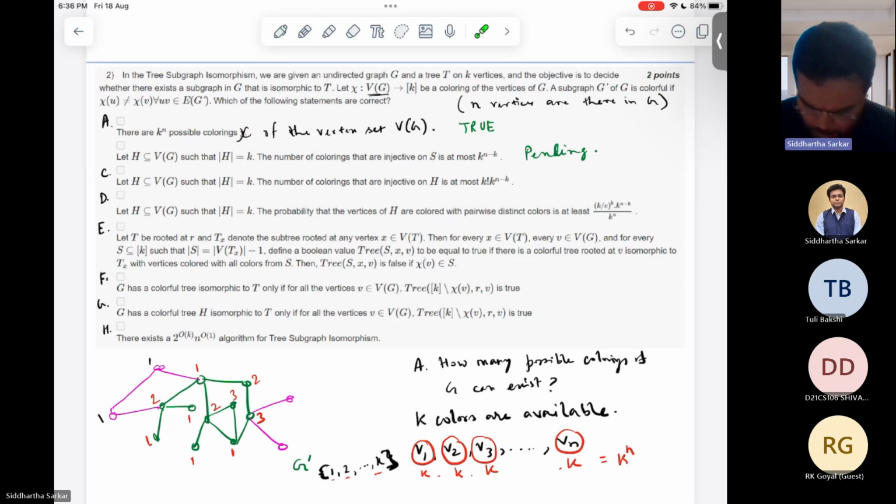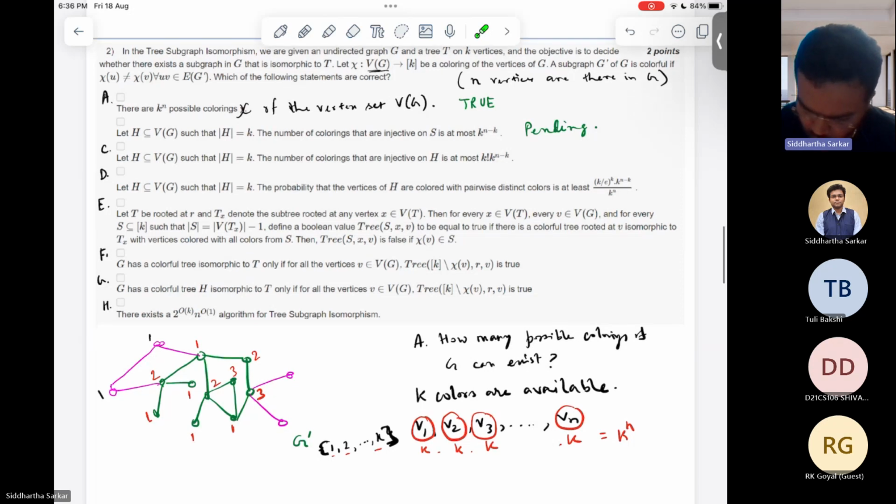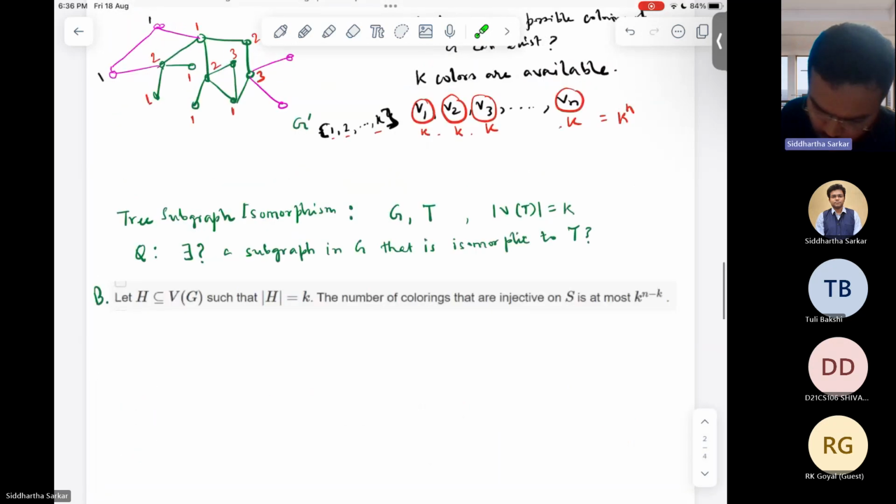I've copied this from the previous offering of this course assignments. So anyway, let H be a vertex subset of the vertex set having k vertices. The number of colorings that are injective on H, this is well defined, is at most k factorial times k to the n. So I'll just go down. So instead of S, we have H. So this is the third question.